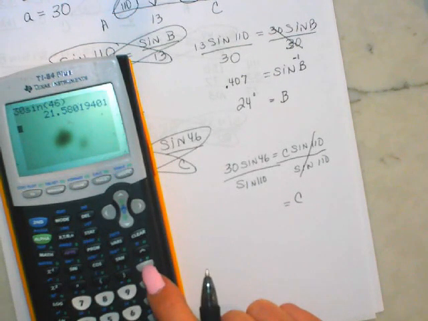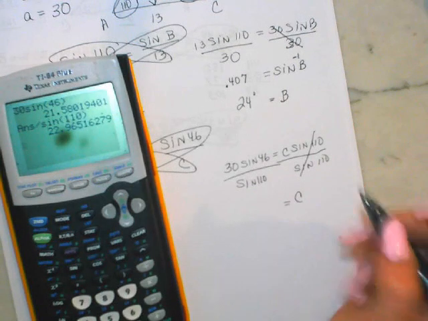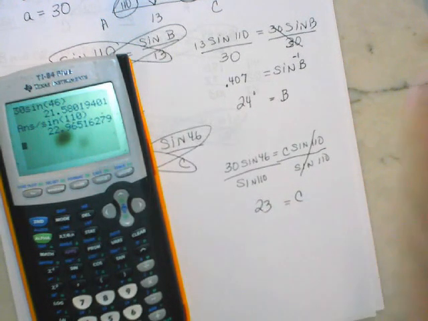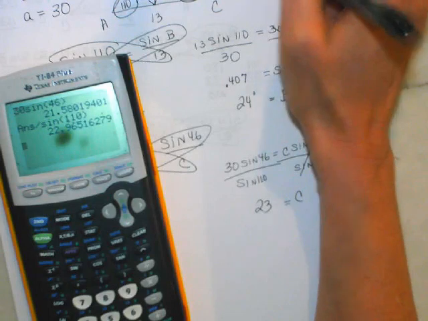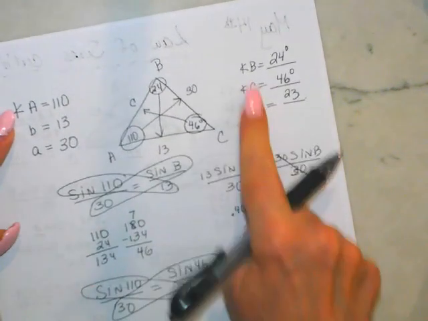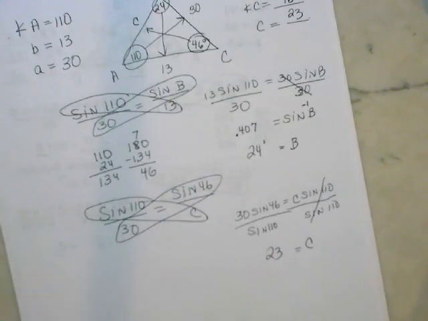Okay, 30 sine of 46. I'm going to hit enter. Then I'm going to divide by the sine of 110. And I get little c to be 22.9, so I'm going to round that to 23. And that's it. I solved the triangle, okay? I have now 3 angles, I have 3 sides, and that is it.